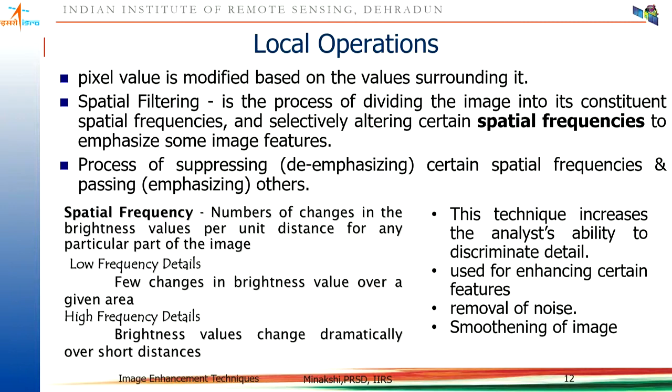Now we are coming to the second category of enhancement, which is local operation or spatial enhancement. Now I also mentioned that local operations means a DN value is modified based on its neighboring pixel values. And this local operation is also called filtering, and not simple filtering, it is spatial filtering.